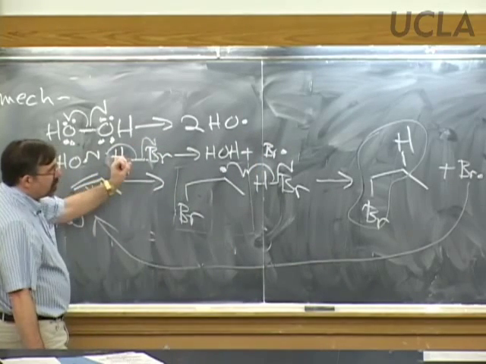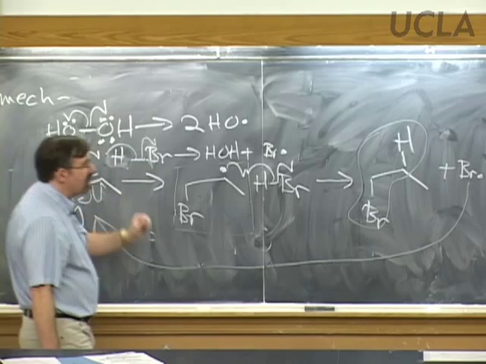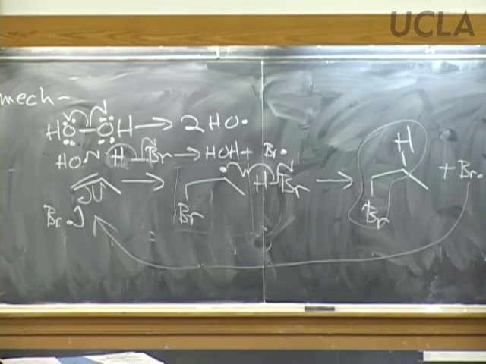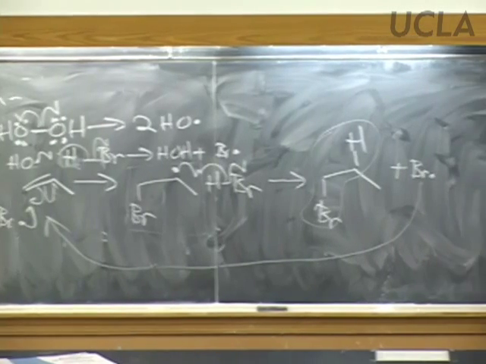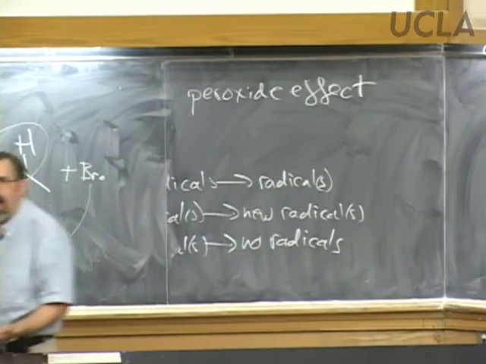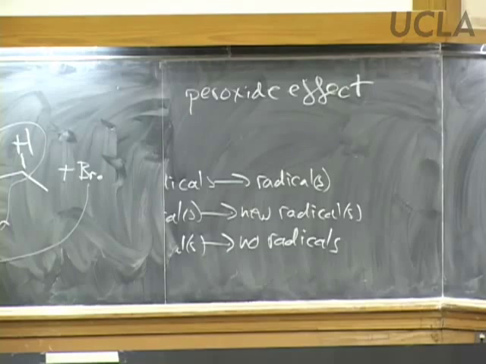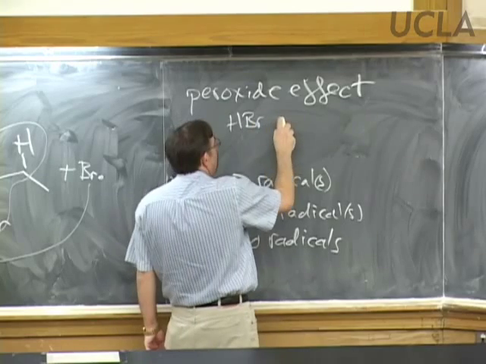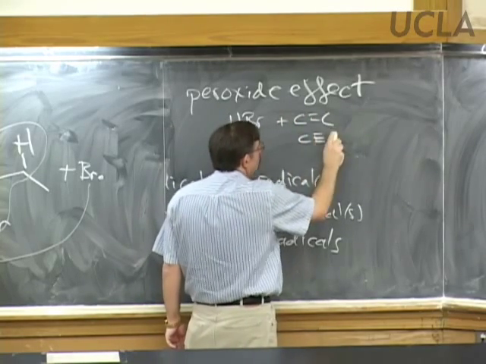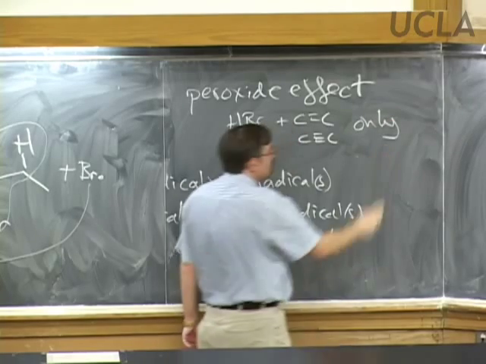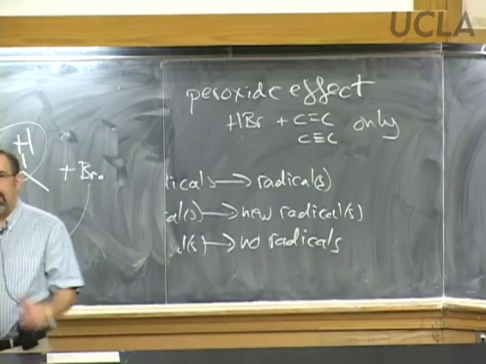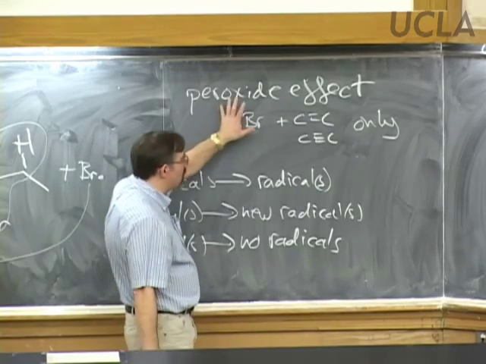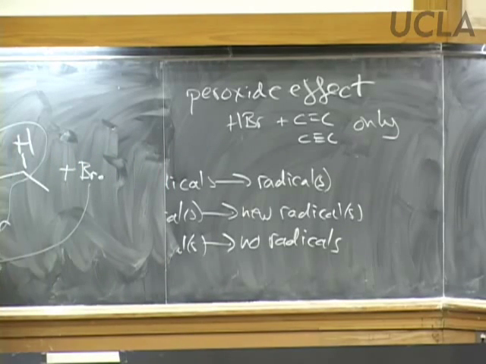This changing of the reaction regiochemistry from Markovnikov to anti-Markovnikov in the presence of peroxides is called the peroxide effect. And it sounds really useful. Wouldn't it be cool to take any reaction and just dribble in some peroxide and make it go the other way? It turns out it doesn't work that way. It only works for HBr. HBr plus alkenes or alkynes, either one. That's the only thing it works on. It doesn't work on H3O+, it doesn't work on HCl, it doesn't work on anything else, just this. And that has to do with the nature of the bond energies that are involved.